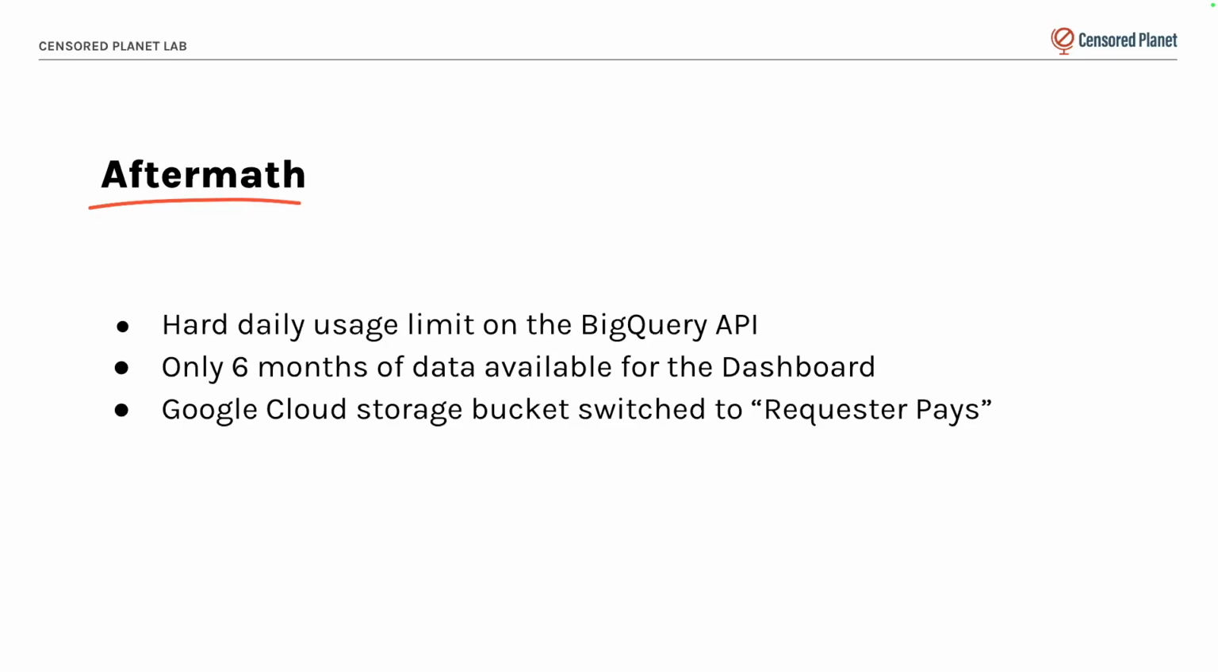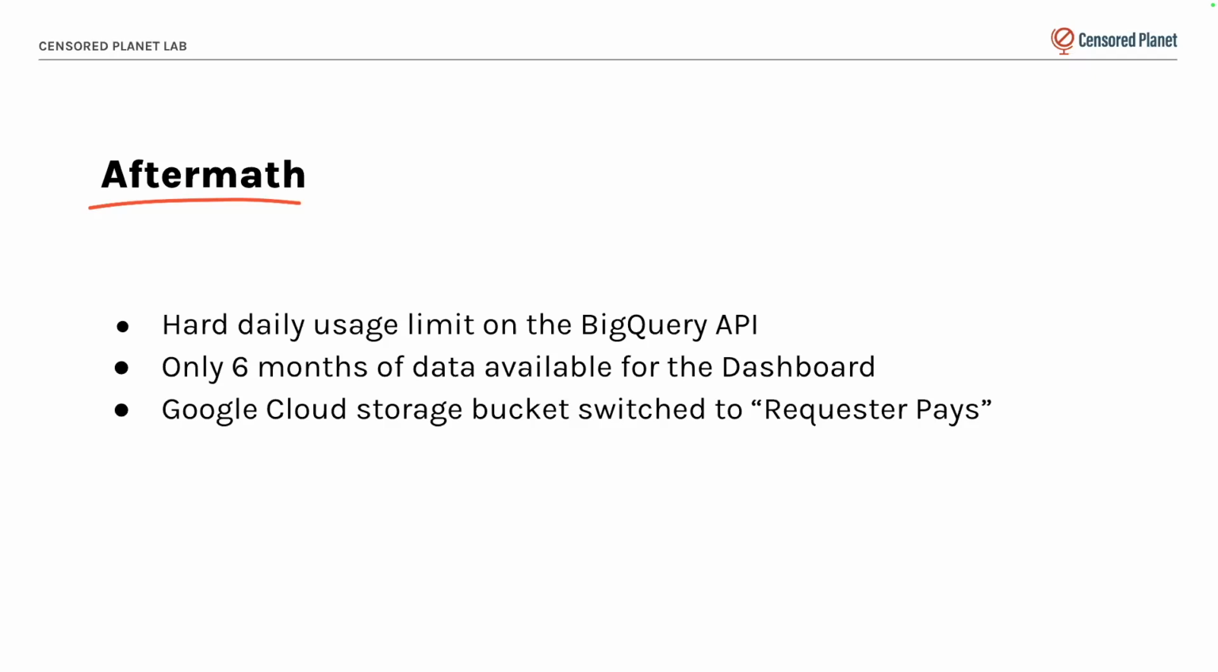Another measure we had to take was to reduce the amount of data we were able to query through the dashboard. So we trimmed it down to 6 months and not our complete historical data. Also, because of the drainage of our Google Cloud credits, we had to switch the bucket option to requester pays, meaning anyone who wants to download the data from a Google storage bucket would ultimately be billed for the download.